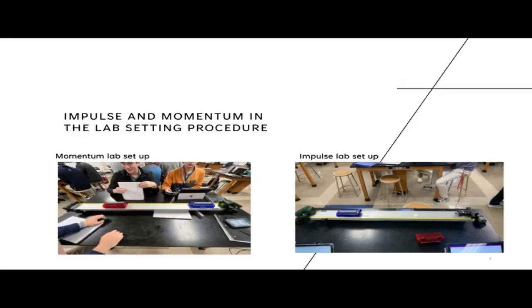With the momentum lab setup, we had both a red car and a blue car with a 250 gram mass on each of them. We'd have someone push the red car into the blue car in a completely inelastic collision, meaning both the cars would stick together when they collided. Someone would push the red car while someone was also slightly pushing the blue car.